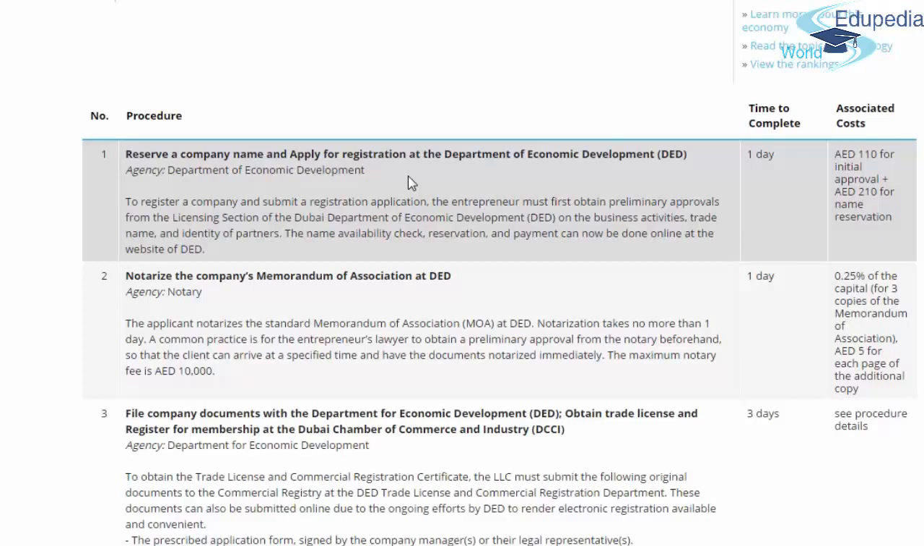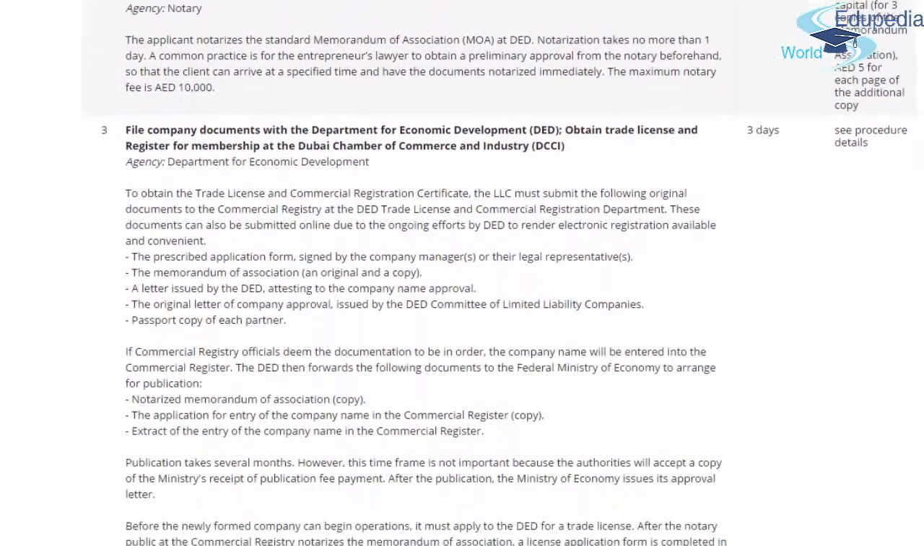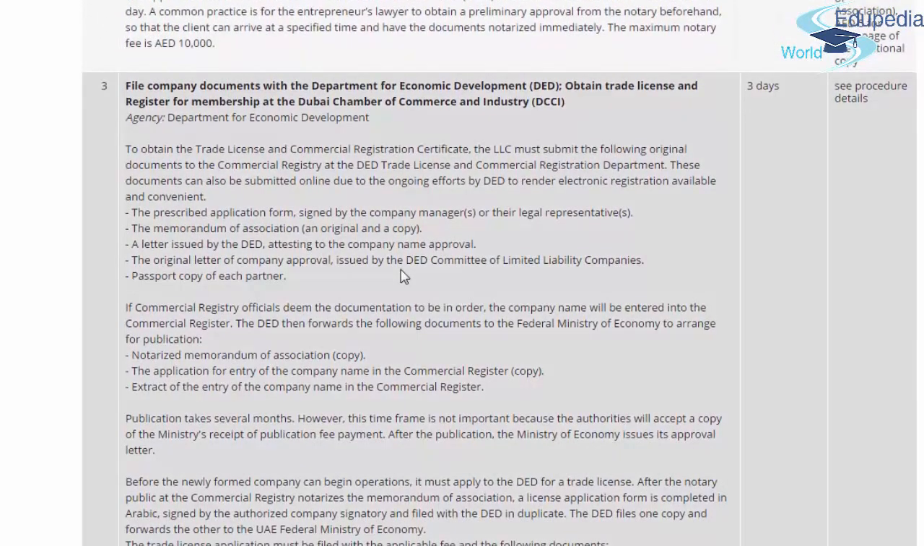Notarize the company's memorandum of association at DED. The applicant notarizes the standard memorandum of association. Notarization takes no more than 1 day. A common practice is for the entrepreneur's lawyer to obtain a preliminary approval from the notary beforehand, and the fee is AED 10,000.